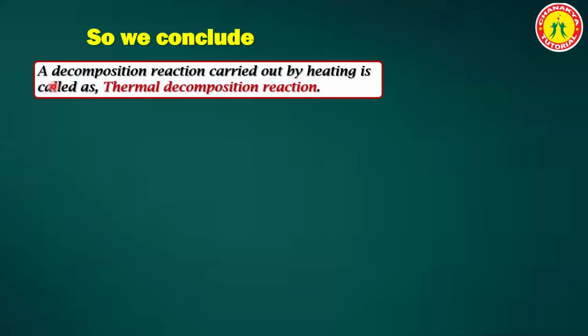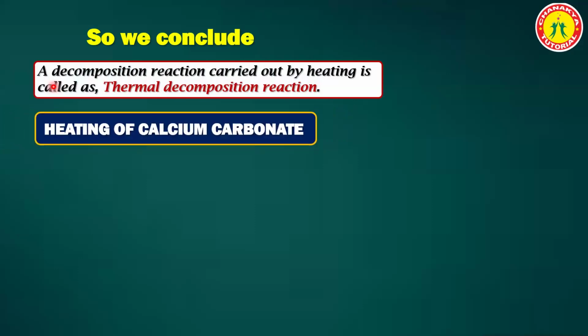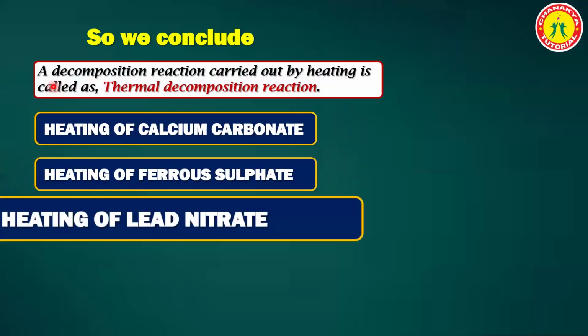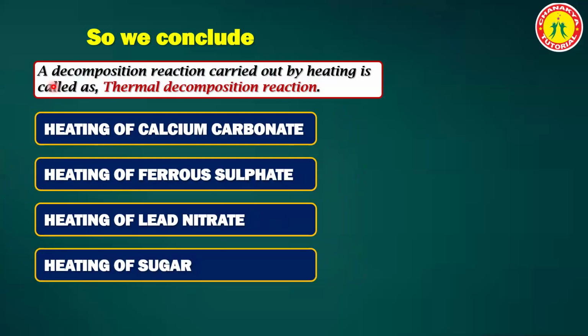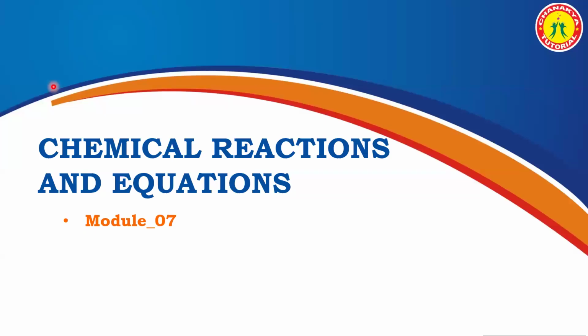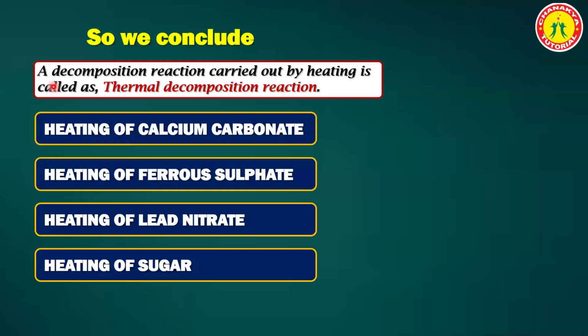So we can conclude that the decomposition reaction which takes place in presence of heating is called a thermal decomposition reaction. Examples are heating of calcium carbonate, heating of ferrous sulfate, heating of lead nitrate, and heating of sugar. So these all were examples of thermal decomposition reaction. That is, the reactants decompose into simpler products in presence of heating.